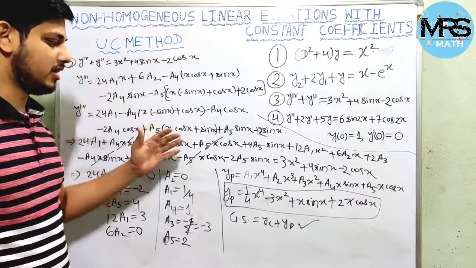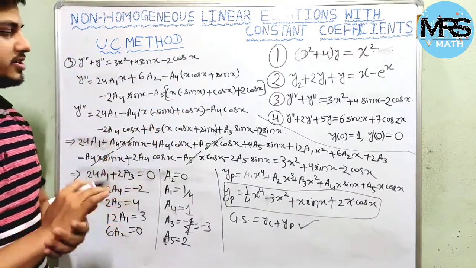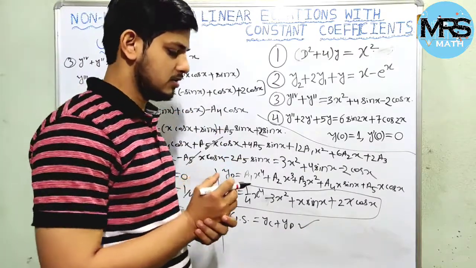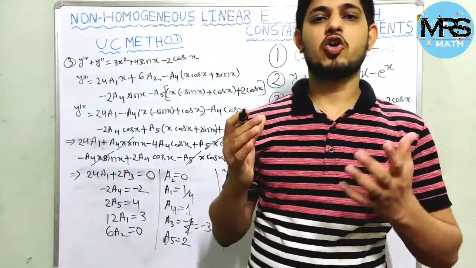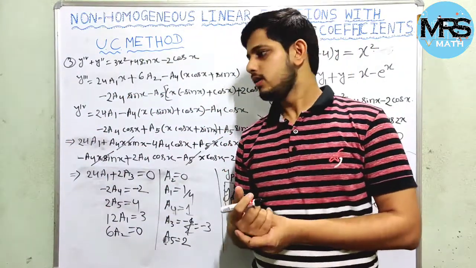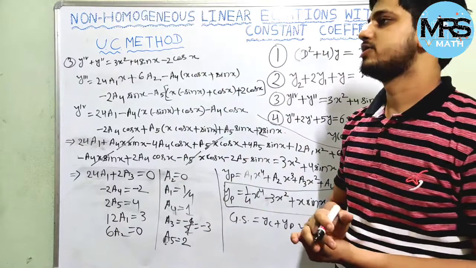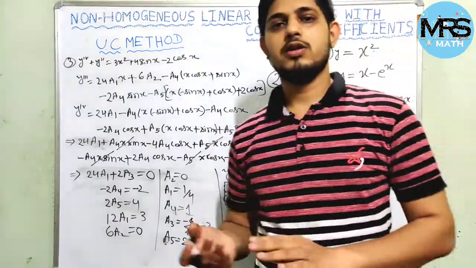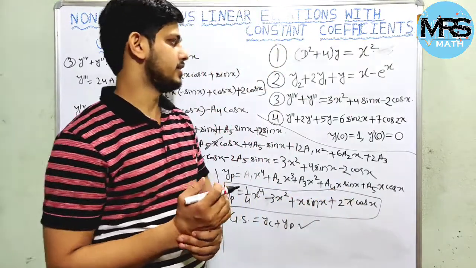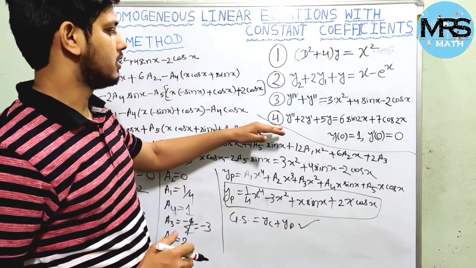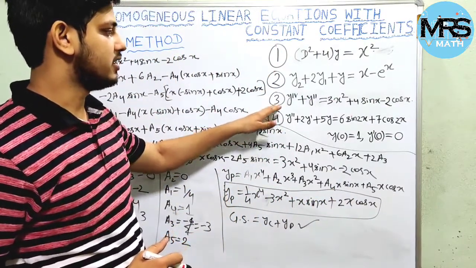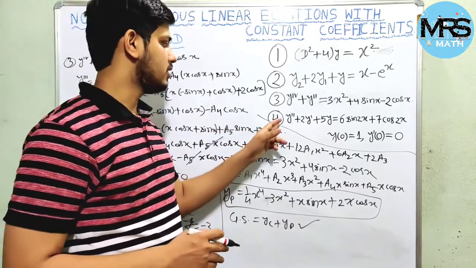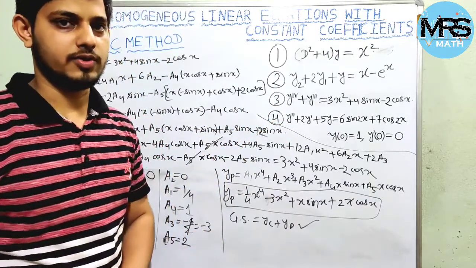Though it is lengthy, it is not difficult if you are assuming the correct yp. Then after that it is just substitution. If you know the derivative, then we can solve this and easily find the particular integral. Hope this one is now over, number 3. Now we can proceed to question number 4.